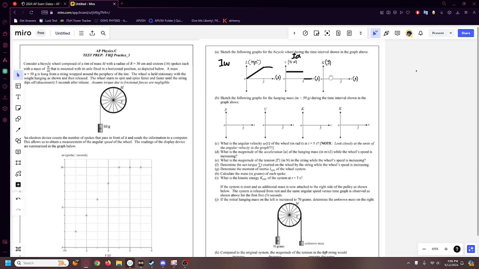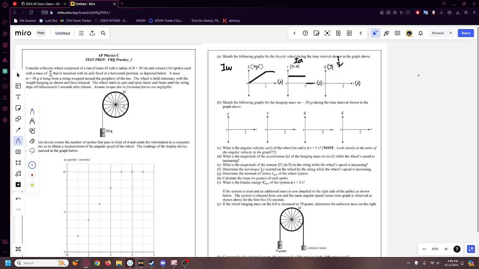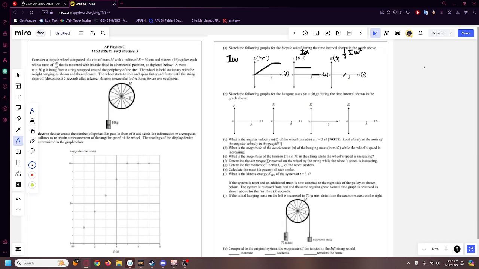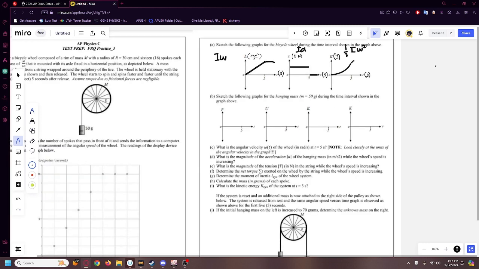And then kinetic energy is 1/2 mv squared, 1/2 I omega squared. So this means that the graph would be like this. And then it'll stay like that because omega doesn't change.